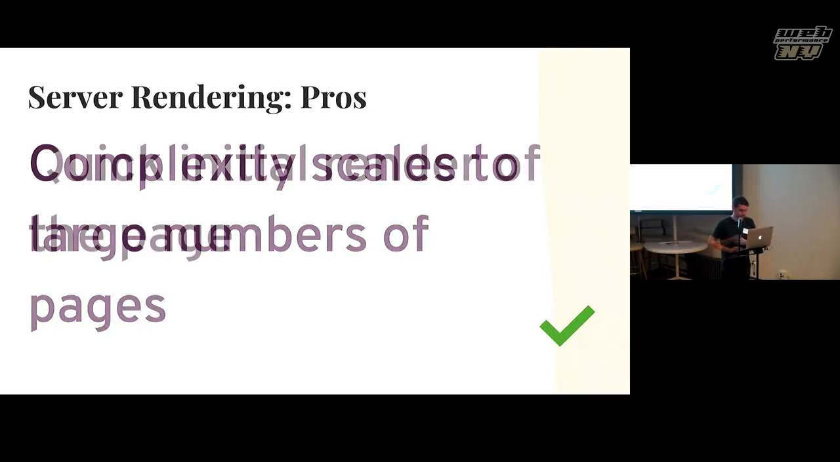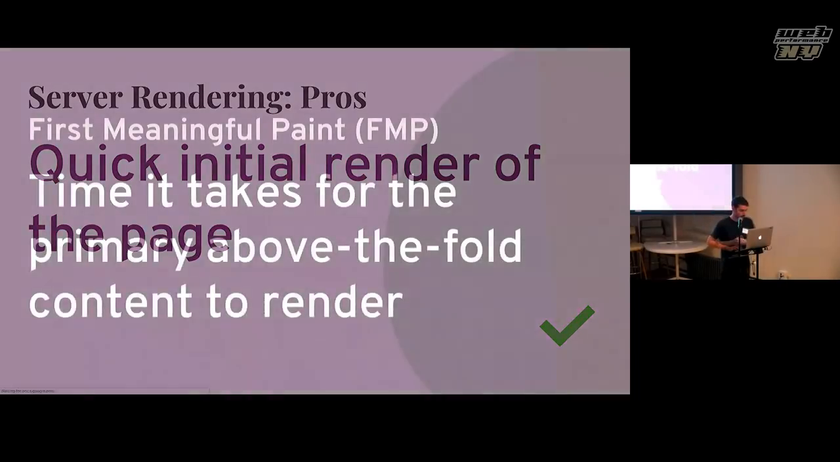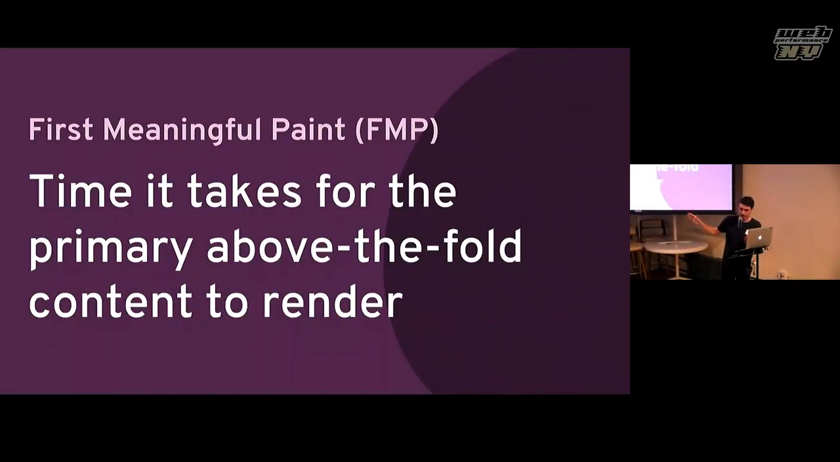So that's really appealing. Rendering your pages, delivering mostly HTML to clients, also leads to a really quick initial render of the page. It kind of gets around that problem we were looking at in the animation, and that's also really nice. This is related to a web metric called first meaningful paint. This is the time it takes for primary above-the-fold content to render for a user.